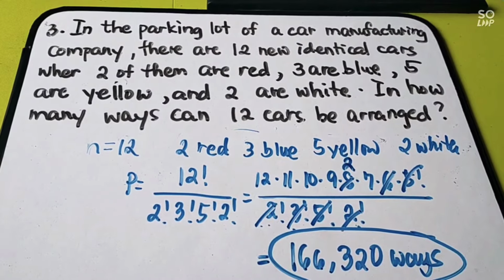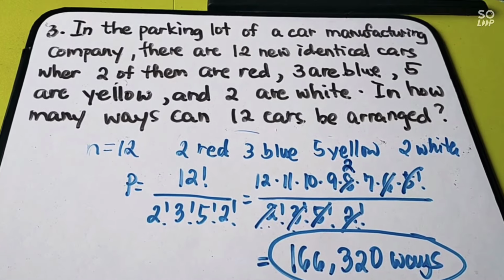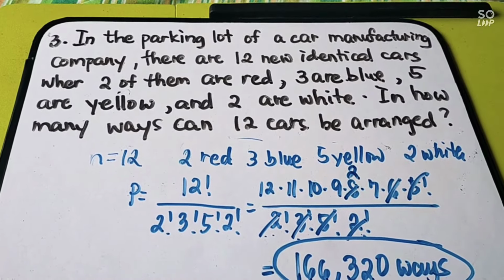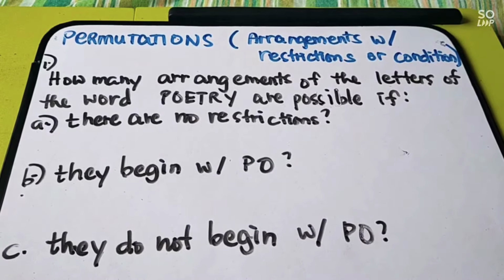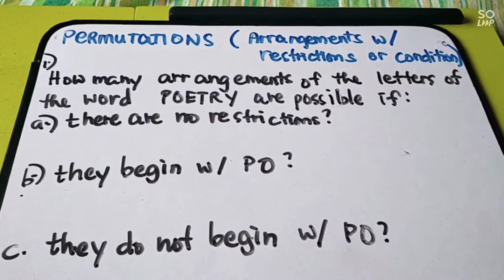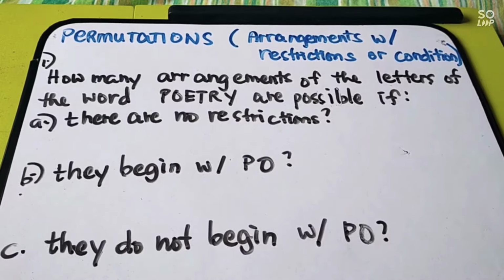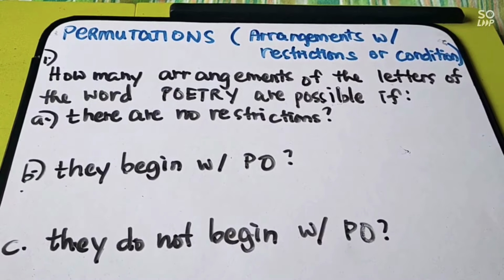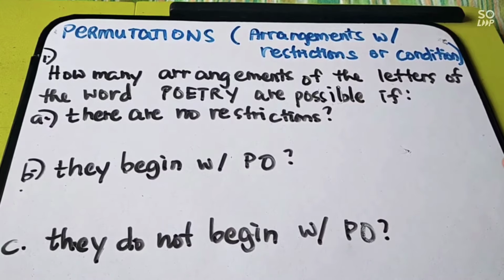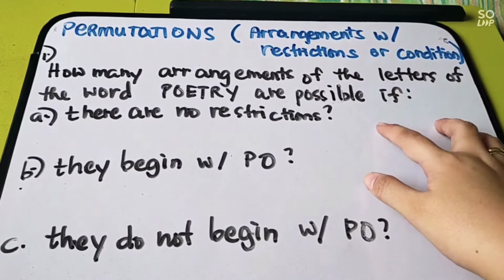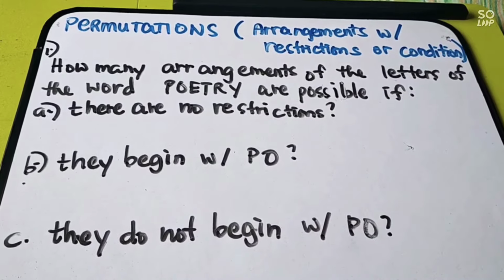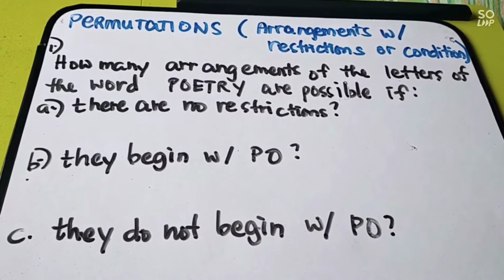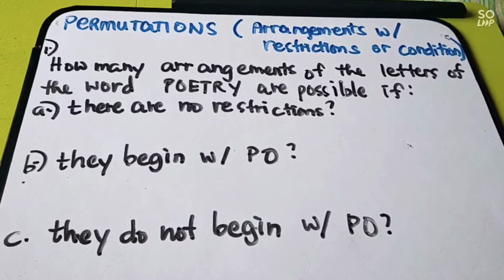restriction or dun sa permutations na meron given na condition. Okay? Let's move with permutations whose arrangements have restrictions or conditions. Let us have the first example. How many arrangement of letters of the word poetry are possible if, letter A, there are no restriction?